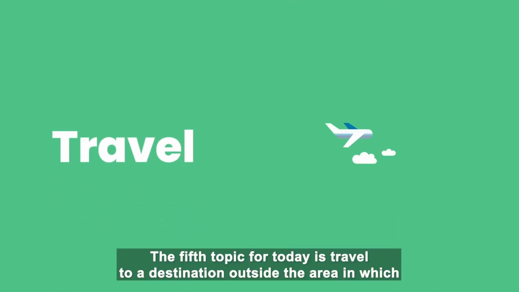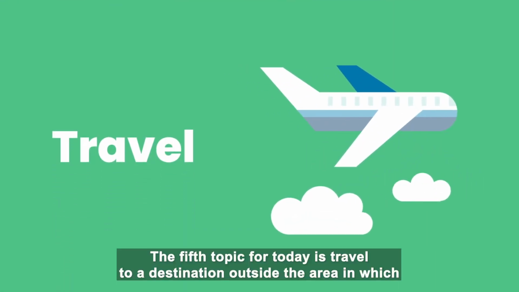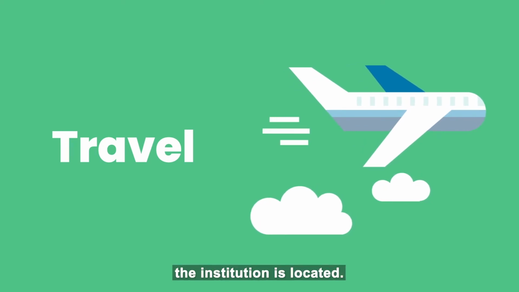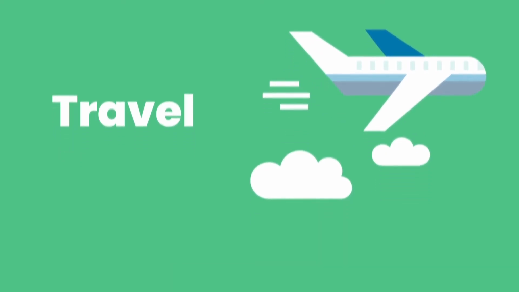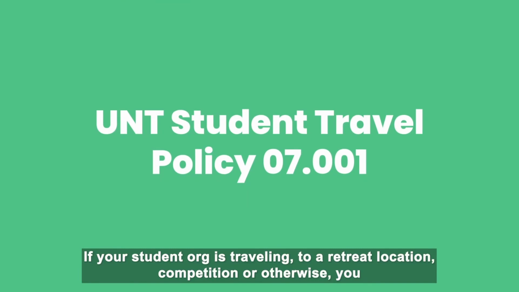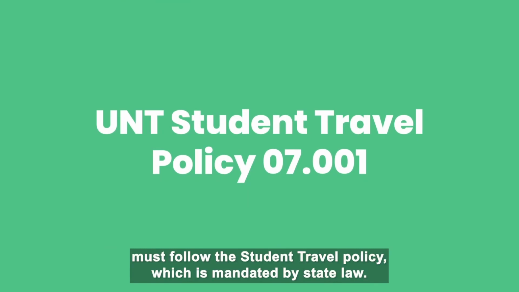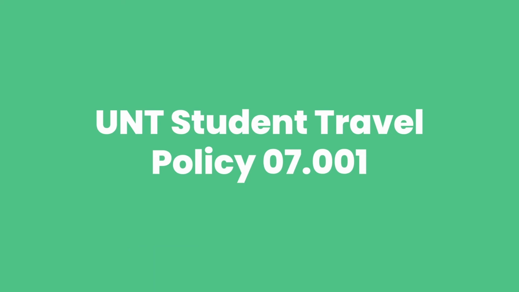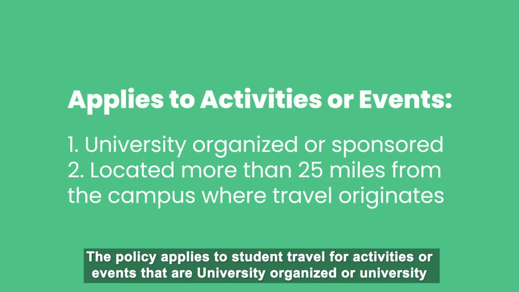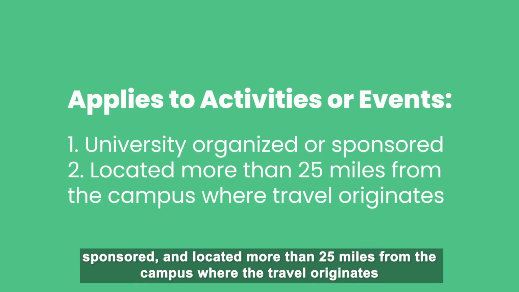The fifth topic for today is travel to a destination outside the area in which the institution is located. If your student org is traveling to a retreat location, competition, or otherwise, you must follow the student travel policy, which is mandated by state law. The policy applies to student travel for activities or events that are university organized or university sponsored and located more than 25 miles from the campus where the travel originates.